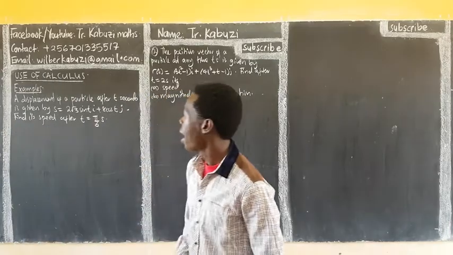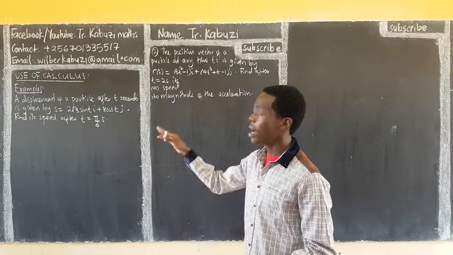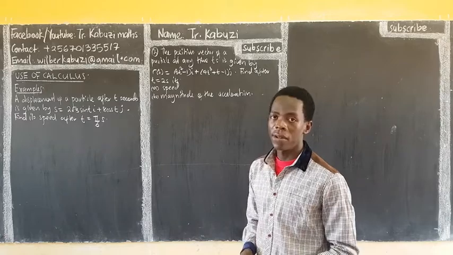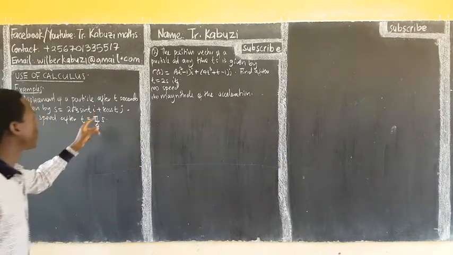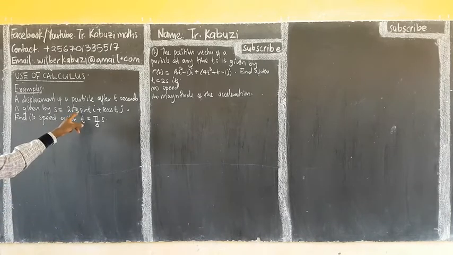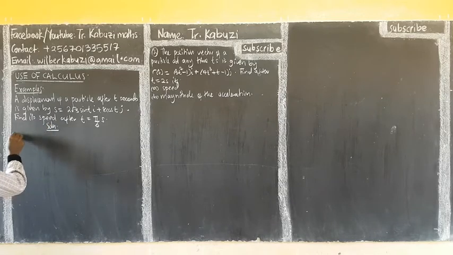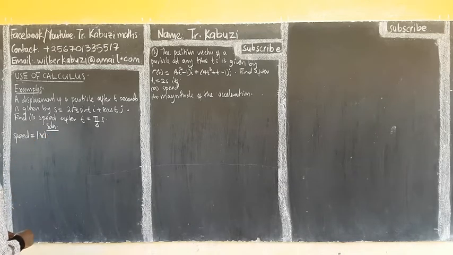Okay, let us see how we handle my examples here. The displacement of a particle after t seconds is given by that. Find its speed. You know that speed is the magnitude of velocity, so we need to get the velocity first, then get its magnitude.